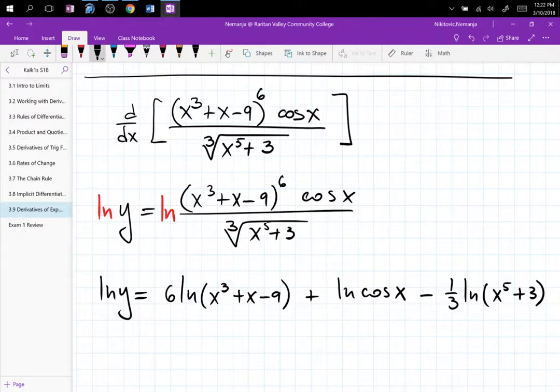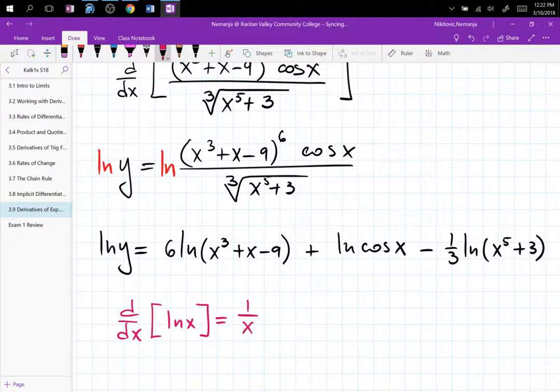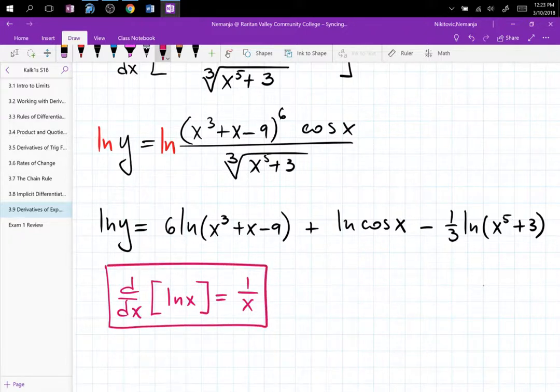Now, I am supposed to take the derivative. Well, we don't know how to take the derivative of ln functions yet, right? So that's really cool stuff. Here is what we have to learn. First off, the most basic derivative is of just ln x. And that's just 1 over x. So that's the most basic one.